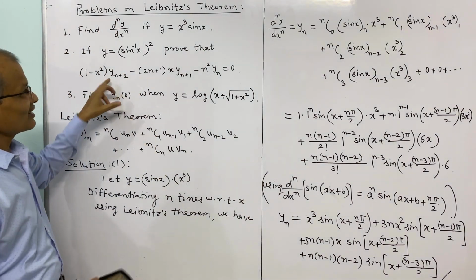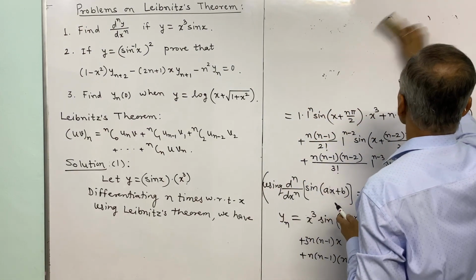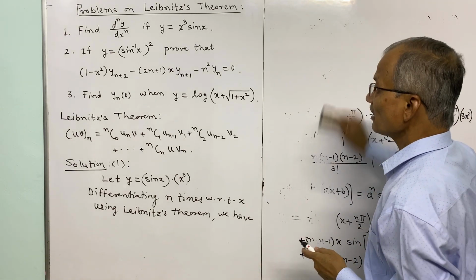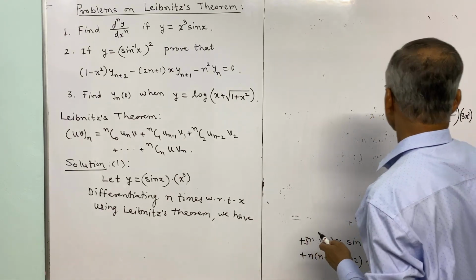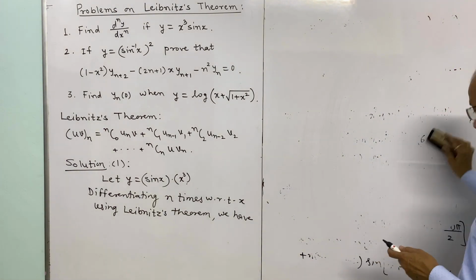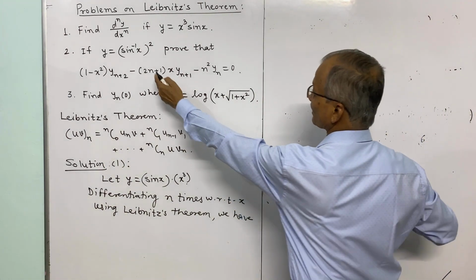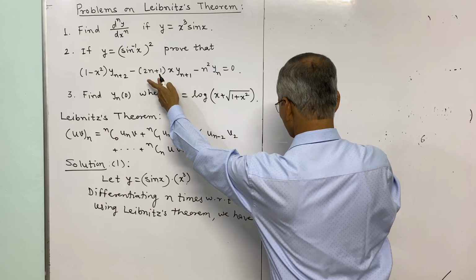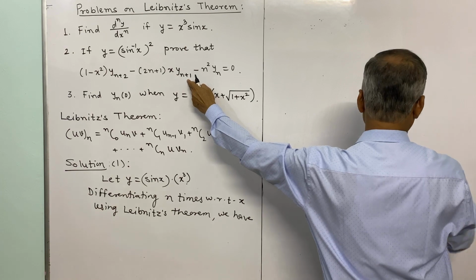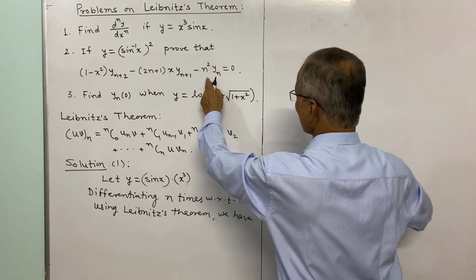Now we shall consider the second. Now see the second problem. It is given that y is equal to the square of sine inverse x. Y is the square of sine inverse x, and then we have to prove this result: (1 minus x square) times the (n plus 2)th derivative of y, minus (2n plus 1) times x times the (n plus 1)th derivative of y, minus n square times the nth derivative of y, is equal to 0.